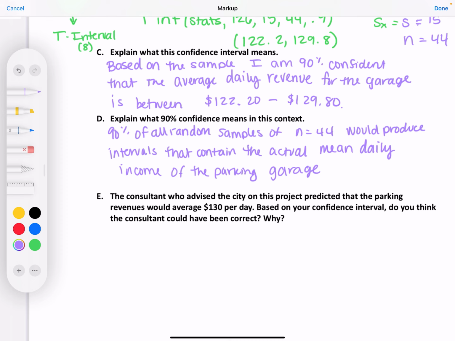All right, the consultant who advised the city on this project predicted that the parking revenues would average $130 per day. Based on your confidence interval, do you think the consultant could have been correct and why? No. Why not? Because his interval doesn't even include 130. Yep. $130 is not in our interval. Seems too high.